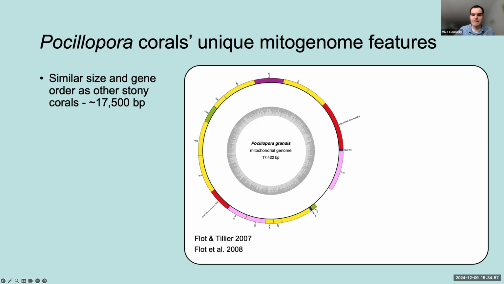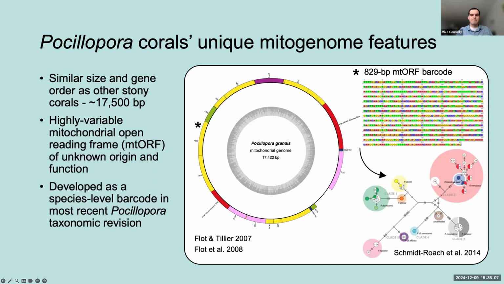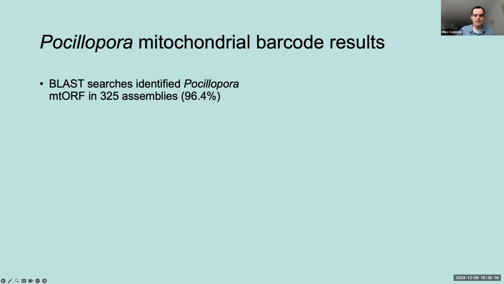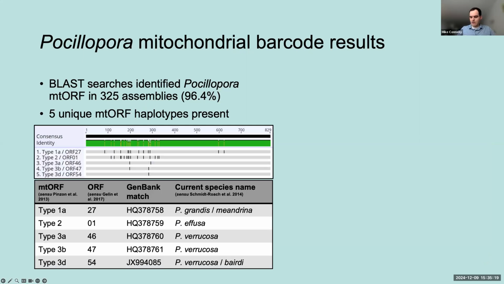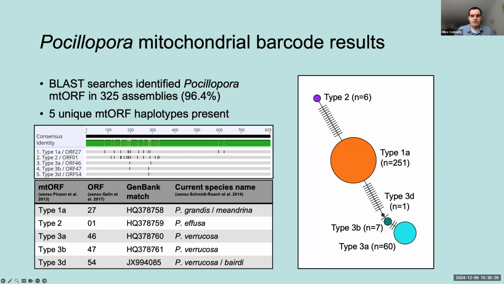So for the mitochondrial genome analysis, we were targeting a highly variable barcoding locus known as the MTORF. This barcode has been developed as a species diagnostic marker in previous Pocillopora taxonomic revisions and provides a starting point for assessing the species diversity we observe in our East Pacific dataset. So we identified this locus in all of the mitochondrial genome assemblies assembled during the analysis, which is over 95% of our samples with greater than 1 million reads, which highlights the efficiency of recovering mitochondrial genomes and barcodes using this low coverage sequencing approach.